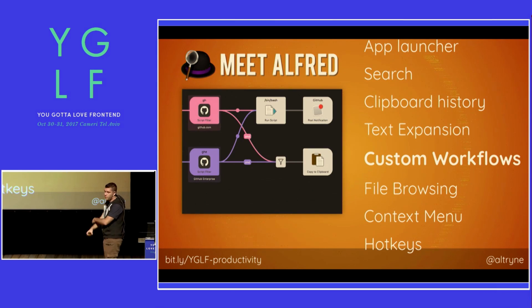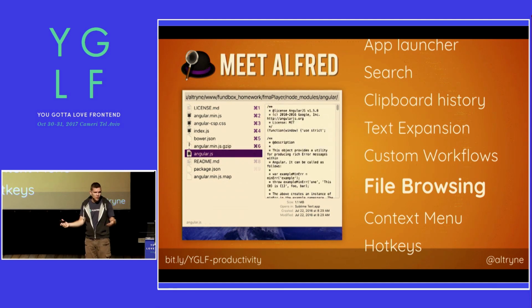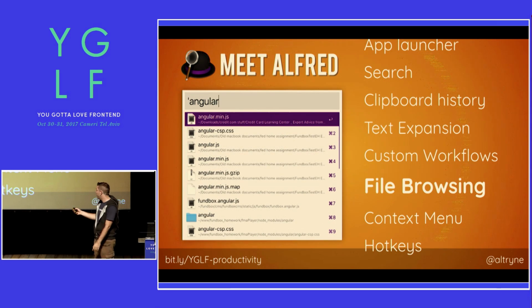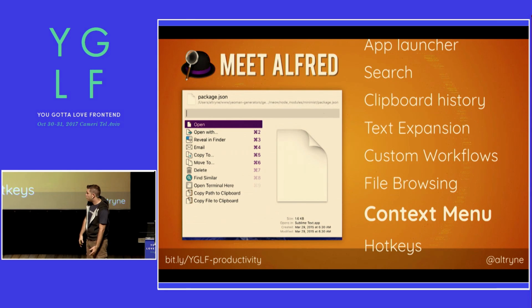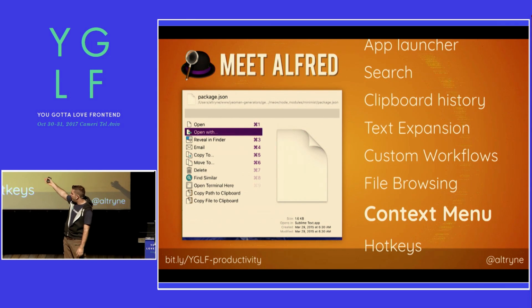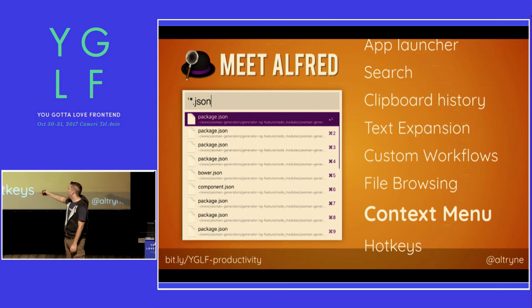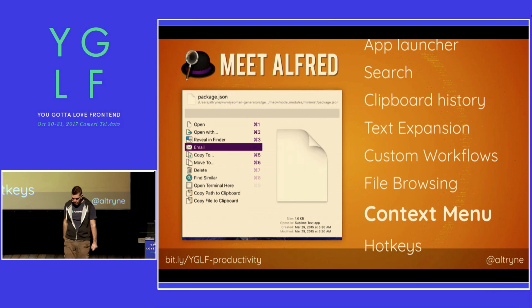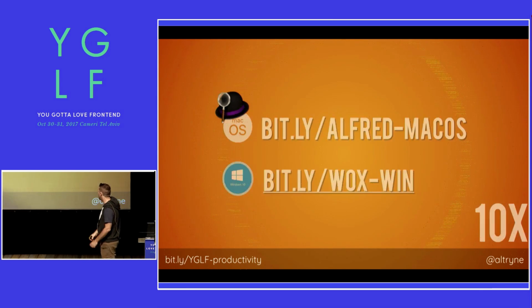Text expansion. Alfred has so much more. File browsing is the same as you have inside the code editor, just for your whole operating system. All of the files are there. Context menu: you can define a context menu shortcut, and then you see all of these great things that you usually do with a right click on a thing. Open with, send over email, open terminal directly at the file location. Copy path to clipboard is something I use every day, and open terminal is something I use every day.